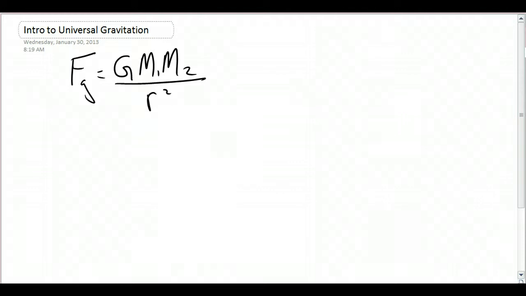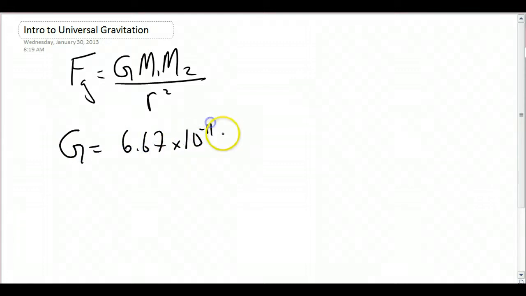Now this explains all the stuff that we've been doing throughout the fall about weight and the force of gravity. What I've written right here is the equation for universal gravitation. So the F with a little G below it stands for force of gravity. Capital G is a constant. It's always the same number. It's 6.67 times 10 to the negative 11 newtons times meters squared over kilograms squared. Those units just make the equation give you an answer of force in newtons.